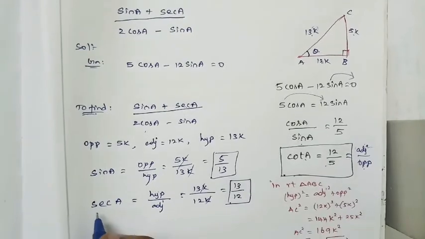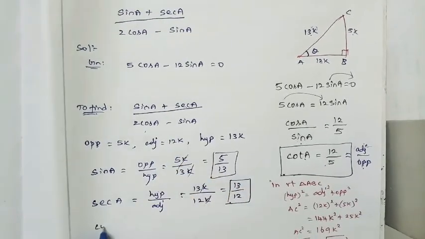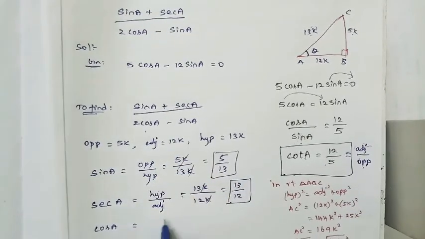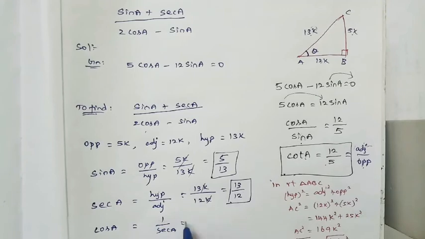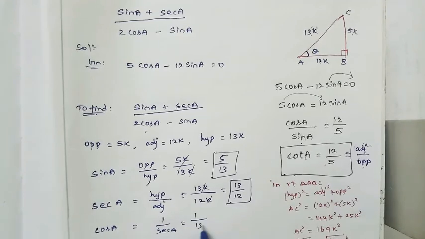Next, what do we need? Cos A. Cos A is nothing but the reciprocal of sec A. Shall I find it directly? Cos A is 1 by sec A. We already know that sec A is 13 divided by 12, so 1 by 13 divided by 12.